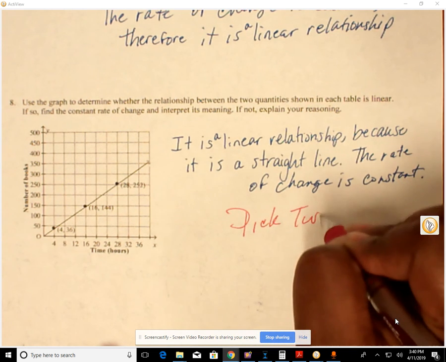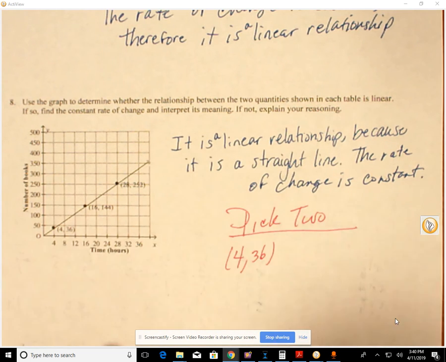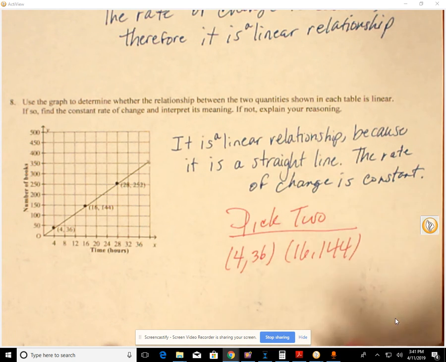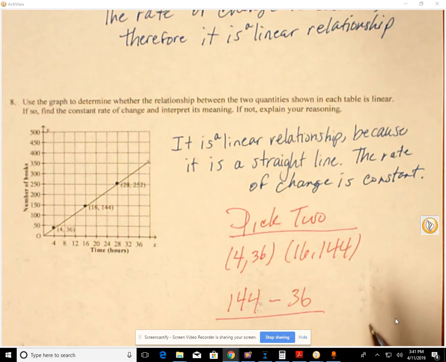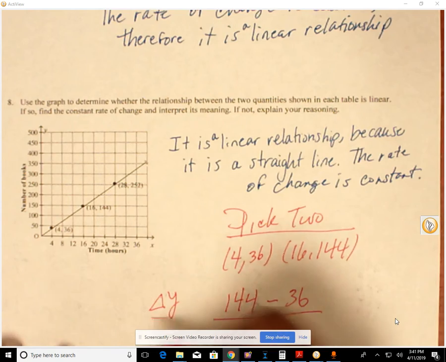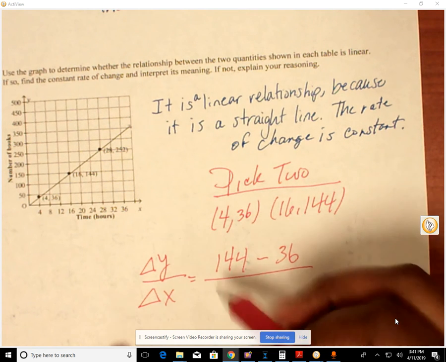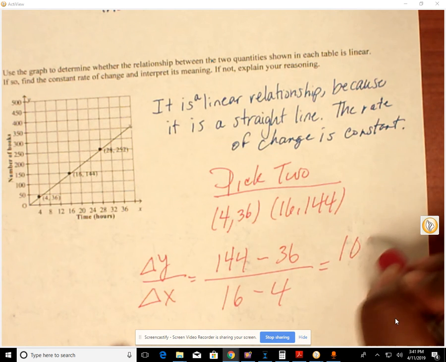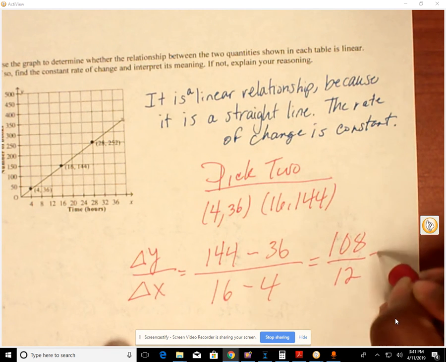Pick 2. That's what I have kids write. You can pick any 2 of the 3. I'm going to pick 4, 36, and 16, 144. So I'm going to say 144 minus 36 because it's the change in y divided by the change in x. That little triangle means change. So 16 minus 4, and that's going to give you 108 and 12. 108 divided by 12 equals 9.